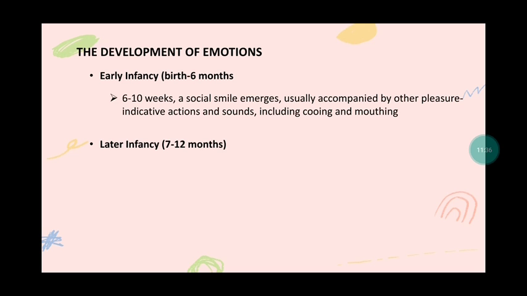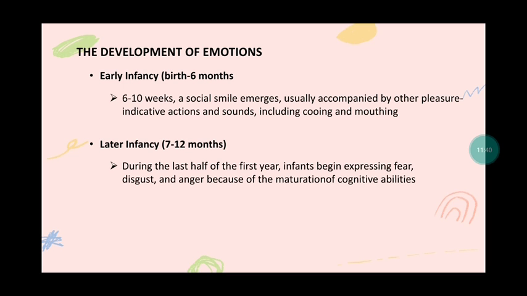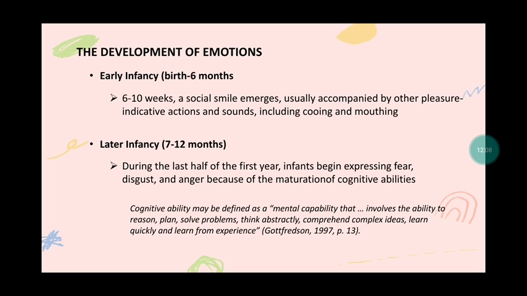Next is the later infancy, 7 to 12 months. During the last half of the first year, infants begin expressing fear. So in this stage of emotions, an infant can feel fear, disgust, and anger because of the maturation of cognitive abilities. When we say cognitive abilities, maybe it is defined as a mental capability that involves the ability to reason, plan, solve problems, think abstractly, comprehend complex ideas, learn quickly, and learn from experience. According to Gottfredson, 1997, page 13.